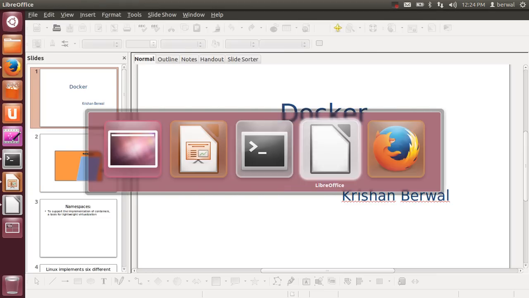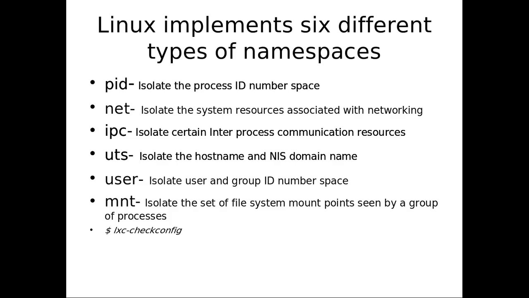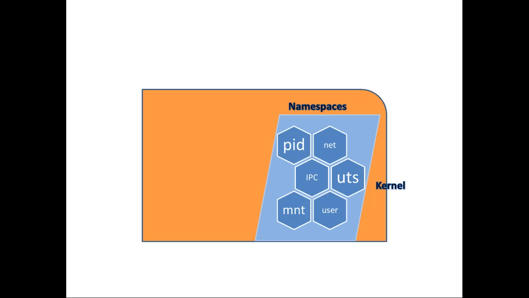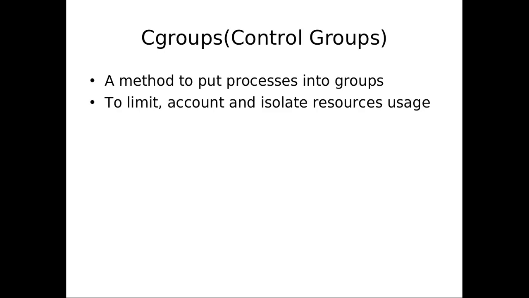Next, let's talk about cgroups. A cgroup is a method to put processes into groups and put limits on resource usage. Cgroups can be used in multiple ways, but I am discussing their use through Linux container virtualization.